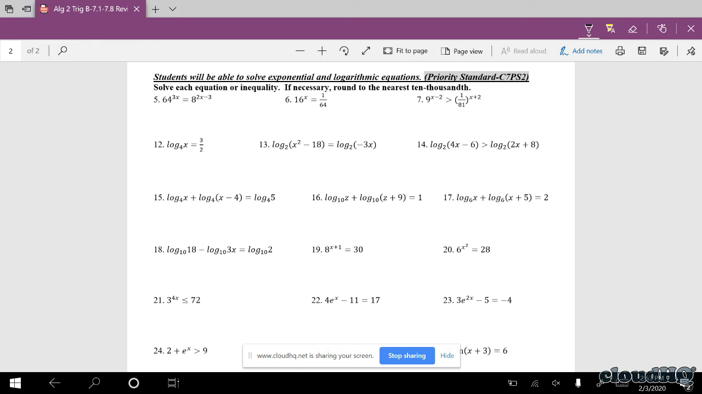Number 5, you could write them both as powers of 8. You could also write them as powers of 2, but 8 is a little bit easier. So 8 squared to the 3x is equal to 8 to the 2x minus 3. On the left side, we'll get to multiply those exponents together, so it's going to be 8 to the 6x. And then I can drop the bases. Subtract the 2x from both sides, we get 4x equals negative 3. Divide by the 4, and we've got our answer of negative 3/4.